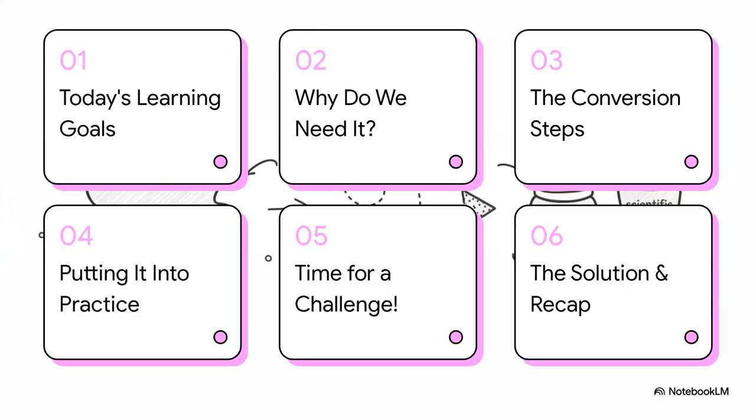All right, so here's our game plan for this explainer. First, we'll talk about our learning goals. Then, we'll get into why we even need this stuff. After that, we'll cover the conversion steps, put it into practice, and then it's time for a challenge. We'll wrap up with the solution and a quick recap.